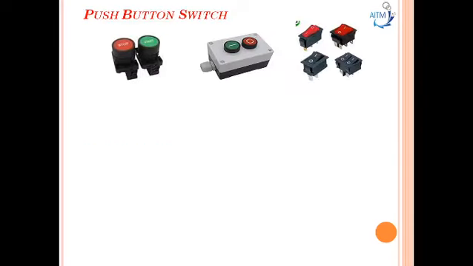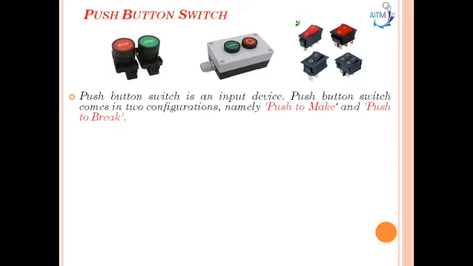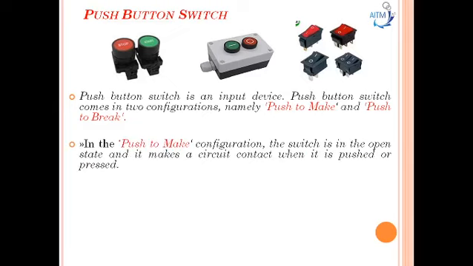This push button switch is an input device, and this device comes in two configurations, namely push to make and push to break here. In the push to make configuration, the switch is in the open state and it makes a circuit contact when it is pushed or pressed here. A push to make switch allows electricity to flow between its two contacts. Examples are a doorbell and calculator buttons.